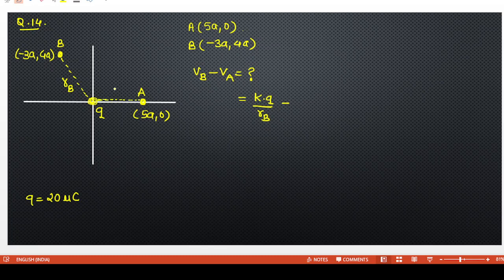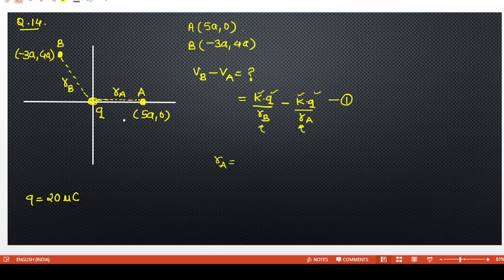Again, our source charge is point charge. From point charge, let us say distance of point A is RA. So what will be the potential at point A? It will be KQ upon RA. K is known, Q is known. What are the problems? RB and RA. So how will you find RB? Call this as equation 1. Now go for finding RB and RA.